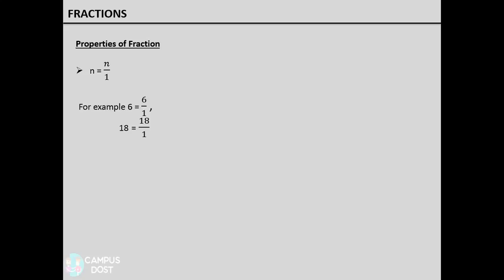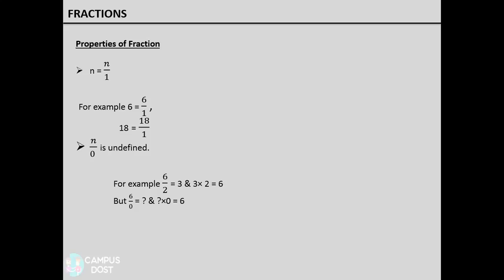The first property is that any number n is equal to the fraction n over 1. So, for example, 6 is the same as 6 over 1 and 18 is the same as 18 over 1. Another important property is that any number n over 0 is undefined. In other words, we cannot assign a value to this fraction.